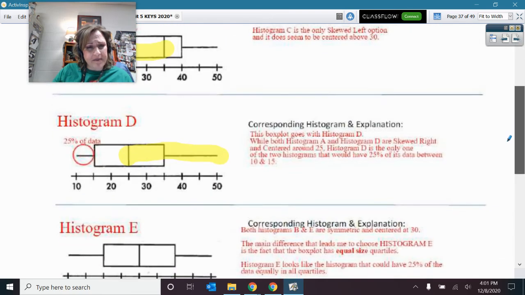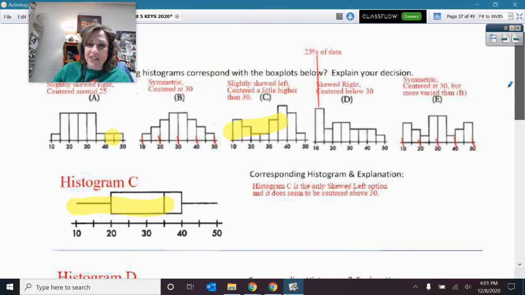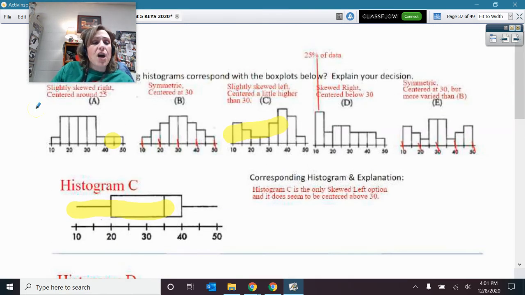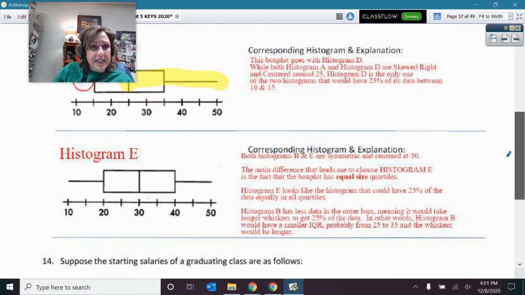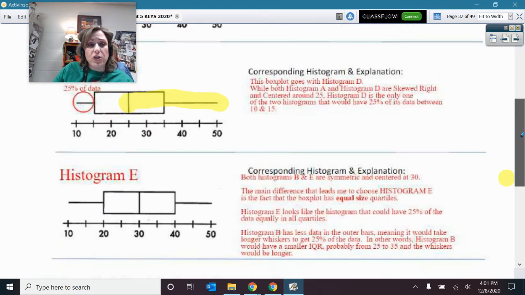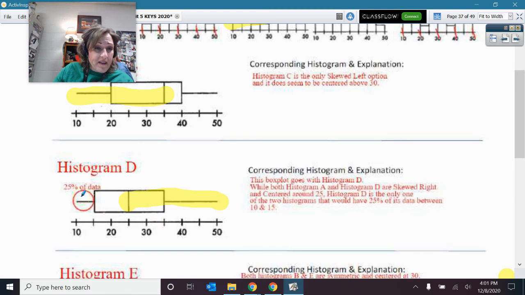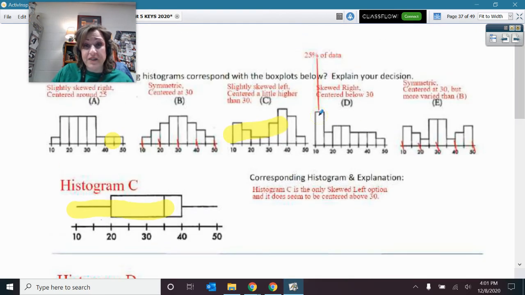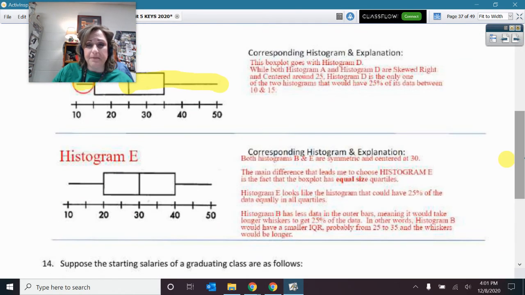Same with A. Oh, here's how I knew the difference. Okay, here it is. Do you see this right here? Remember, we have 25% of the data from 10 to 15. So that's a lot. That's 25% of the data from 10 to 15. That's got to be a high frequency bar. So that's why that one goes with histogram D.